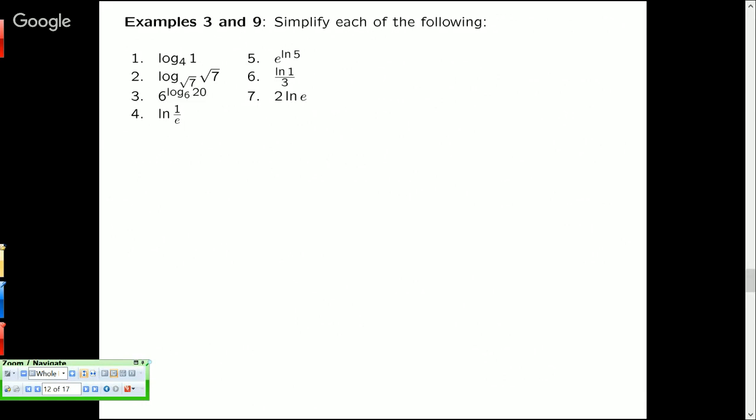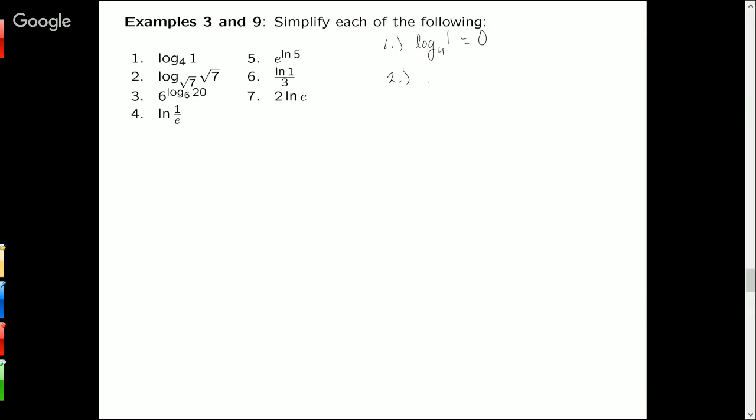Let's look at some examples here. Simplify each of the following. We'll start with number 1. We have log base 4 of 1. According to our previous slide, what is log base 4 of 1 equal to? If you plug in a 1 into your logarithm, you're going to get 0 for your answer. Doesn't matter what the base is. Let's look at number 2. Log base square root 7 of square root 7. Those two are the same, so our answer is going to be 1.